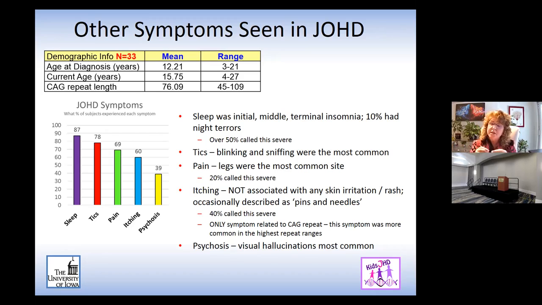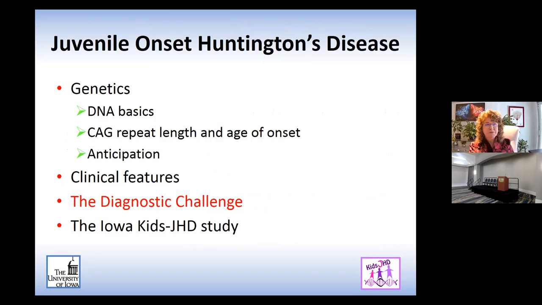This was the only symptom that was correlated with CAG repeat. What I mean by that is that the children with the youngest onset were the ones most likely to have the itching symptom. And then the psychosis, the hallucinations and delusions. In my opinion, those are more common in the adolescent onset. That's what I've seen clinically.